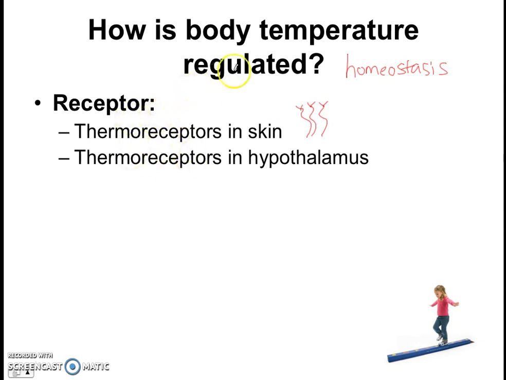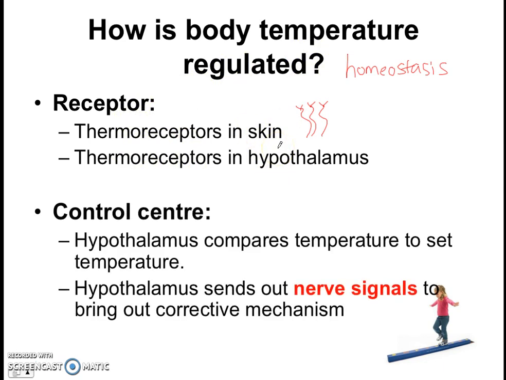Alright, so the receptors for regulating body temperature are found in these two places, and the control center is found again in the hypothalamus. So the hypothalamus compares the current temperature with the set point temperature, and then the hypothalamus will decide to activate the corrective mechanism, and it will send out nerve signals to bring about the corrective mechanism. Now, why do I highlight nerve signals?